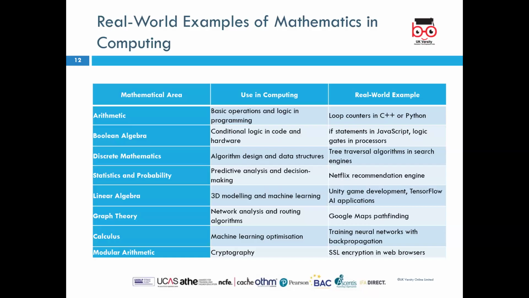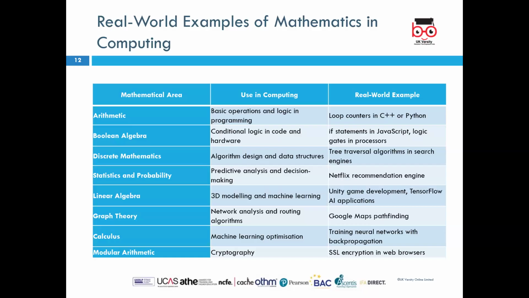Discrete mathematics: these are algorithm design and data structures, and these can be used in real world examples, for example, tree traversal algorithms in search engines. Statistics and probability: this is predictive analysis and decision making. An example of this could be the Netflix recommendation engine. What they recommend for you to watch is predicted based on probability and statistics.